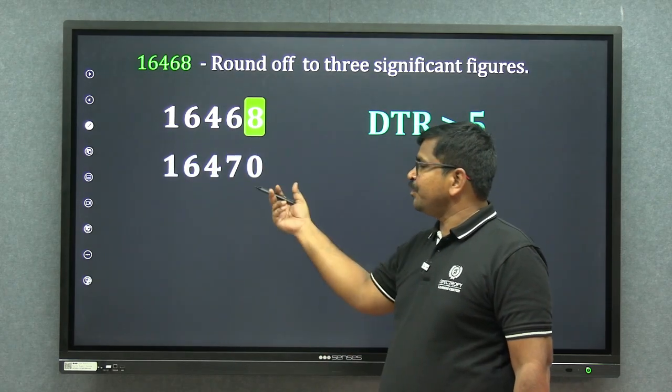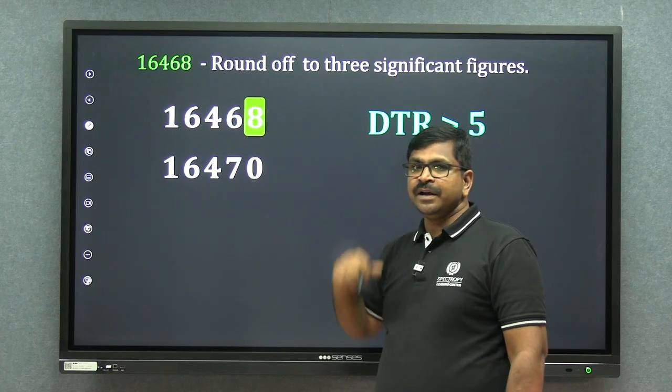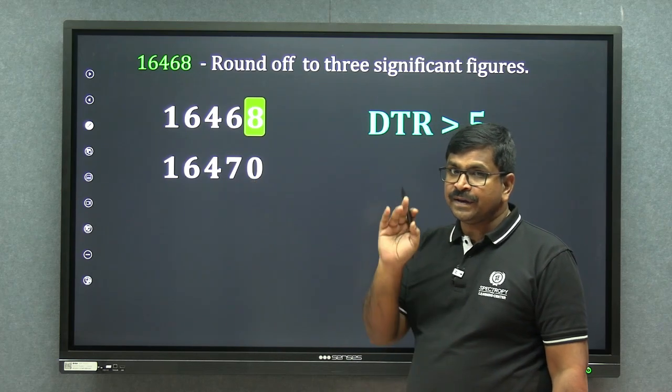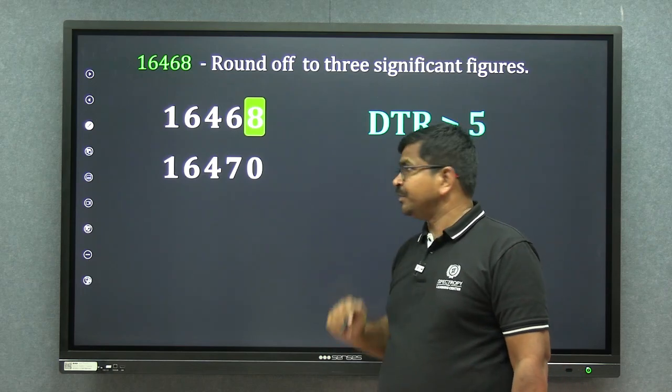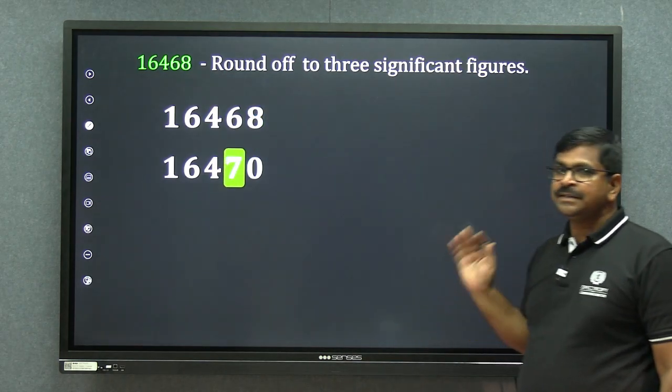So it is 16470. Now how many significant digits are here? 4. But how many do we want? 3. So I need to remove one more digit. So which is the DTR here? The new DTR is 7.